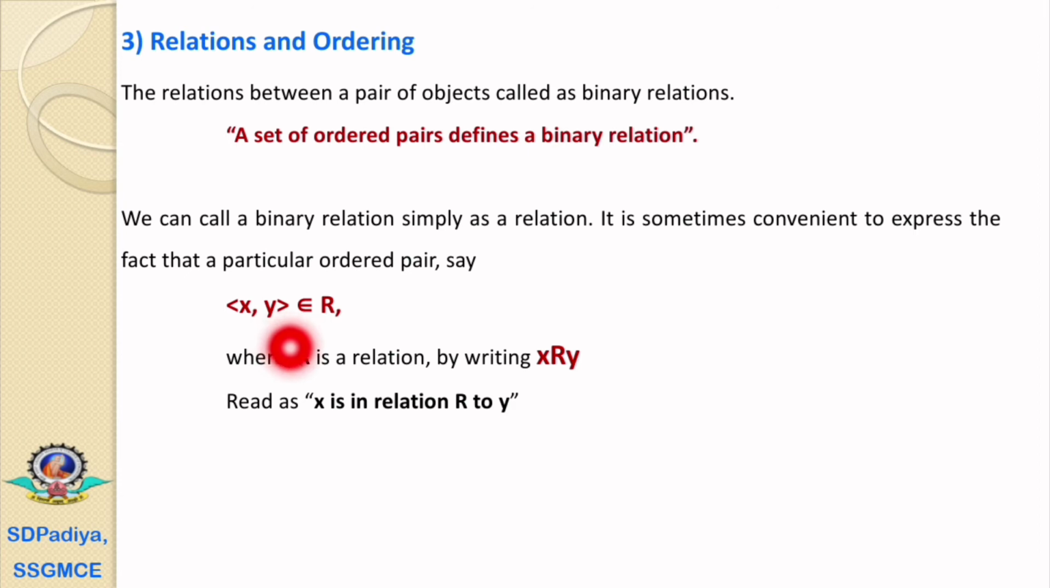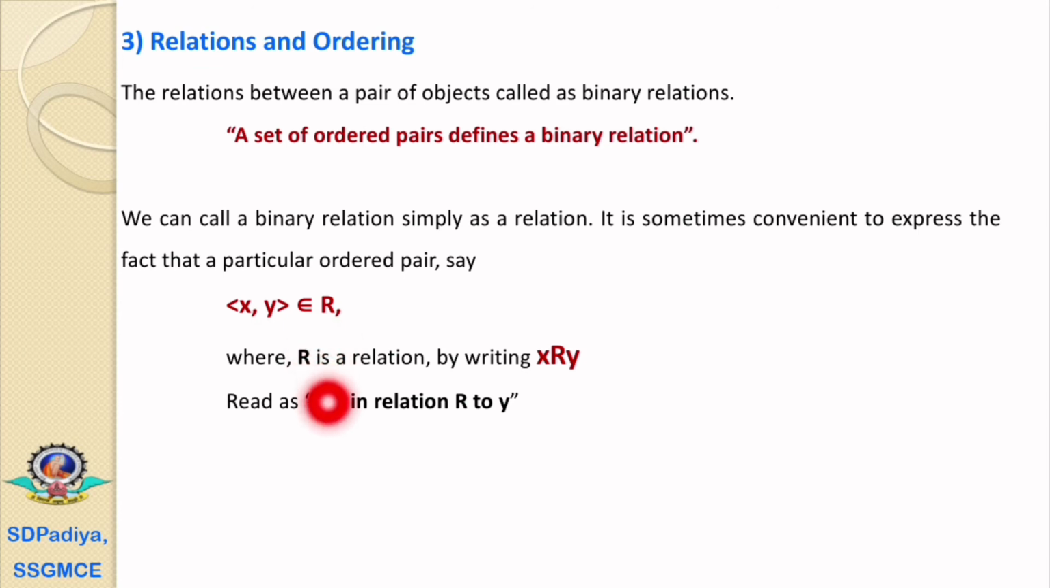Now it is clear to you that if we have the relation brother, then order is important: Shyam is a brother of Sita, but we cannot say that Sita is a brother of Shyam. That's why we are using the ordered pair here, not a set. That is, the ordered pair x comma y belongs to the relation R.